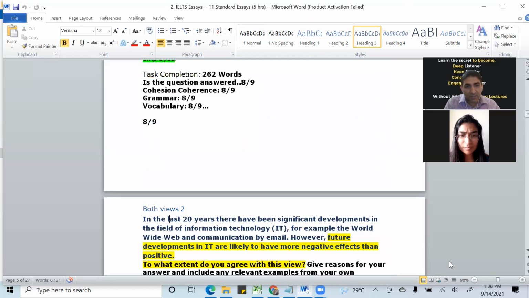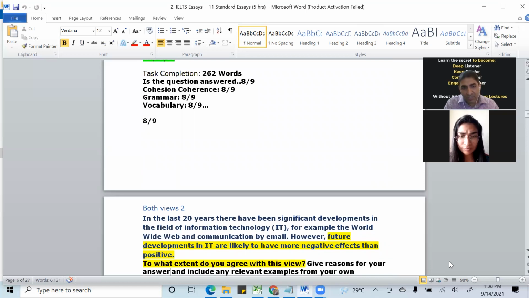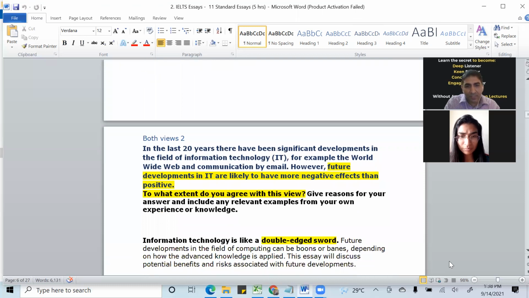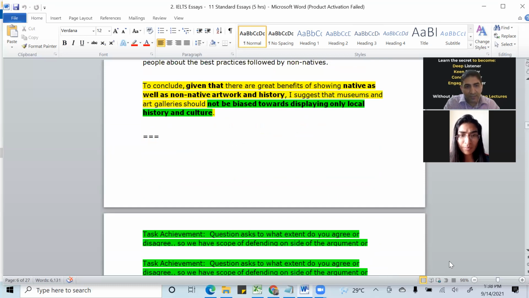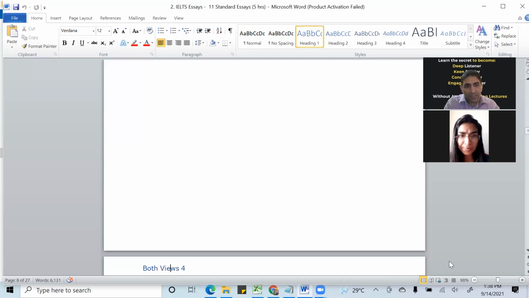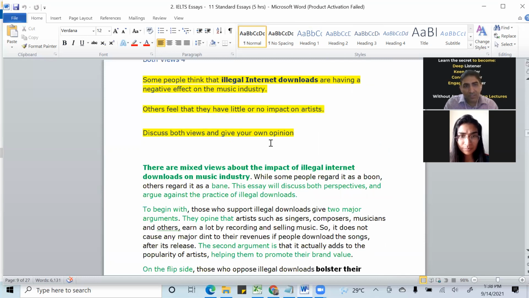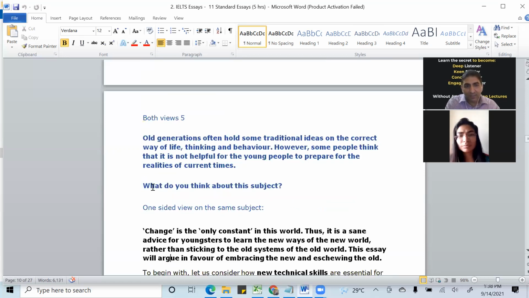The same essay is there. If you look at this, to what extent do you agree or disagree with this view? So this is one standard statement which you'll find in many essays. Let me check this one again. It says discuss both views and give your opinion, right? So all these essays fall in the same category, right?